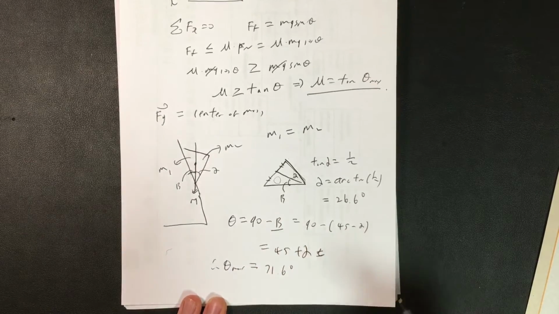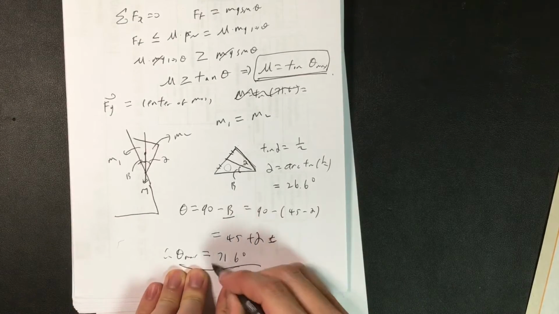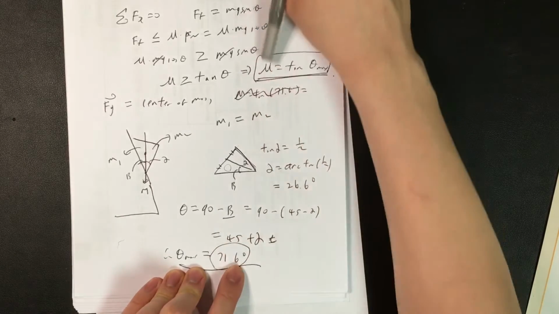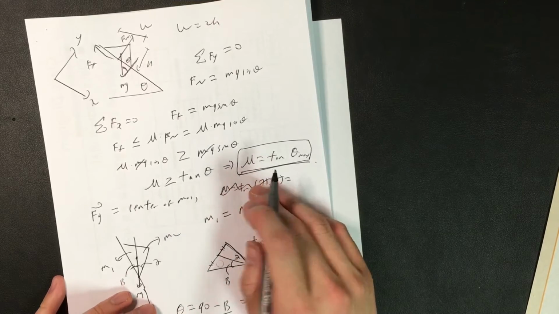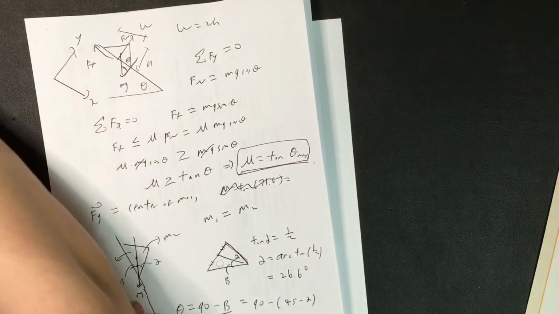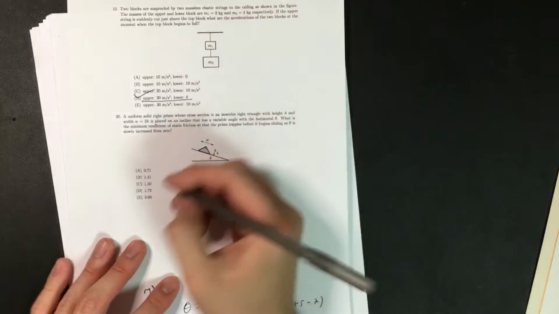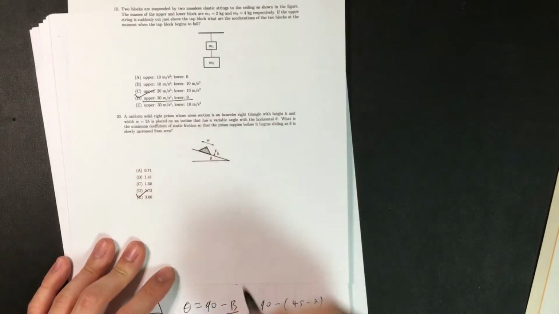71.6 degrees. And therefore, plugging this value of 71.6 degrees into the expression of mu, then mu, which equals tan theta, is roughly equal to 3. And therefore, on the answer choices, I would pick E.